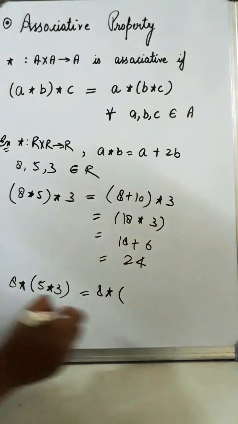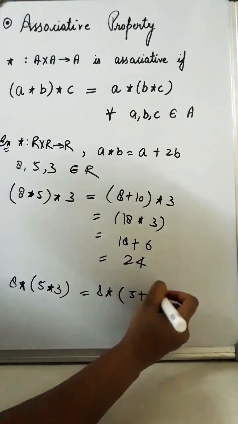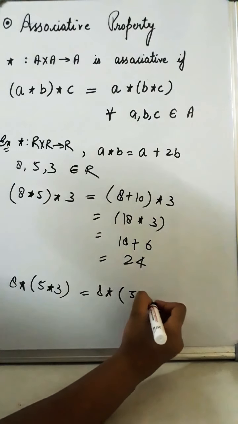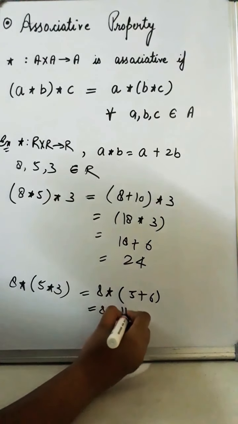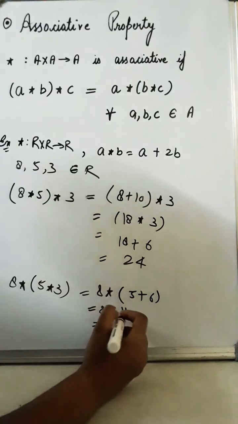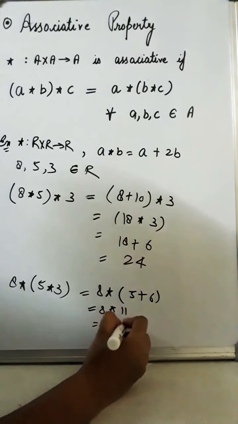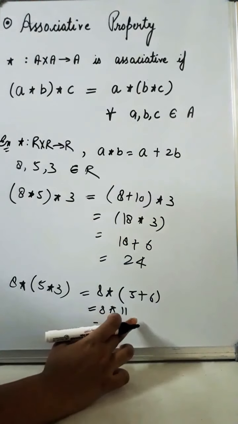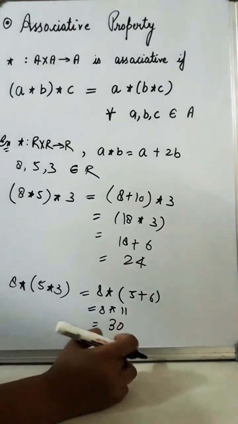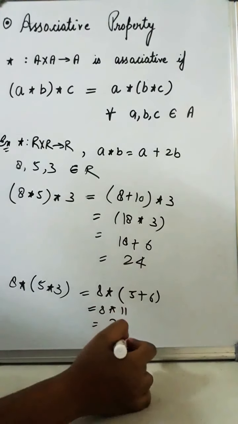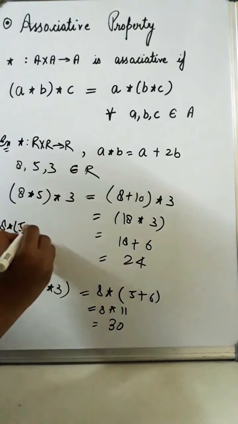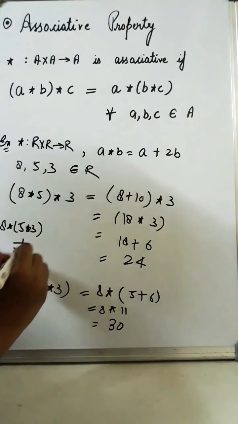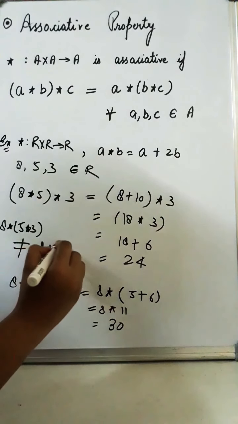We will solve this bracket first. This means 5 plus 2 times 3, which is 6. 5 plus 6 is 11. 8 star 11, which you will solve and get 30. How? 8 plus 22 is 30. Alright, so now you see 24 and 30 are not equal. That means 8 star 5 star 3 is not equal to 8 star 5 star 3 with the brackets reordered.